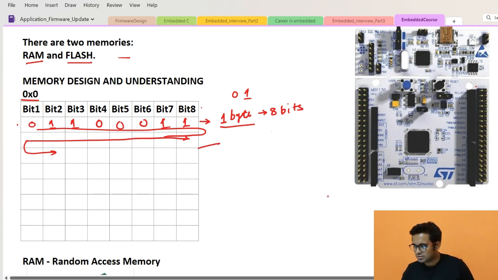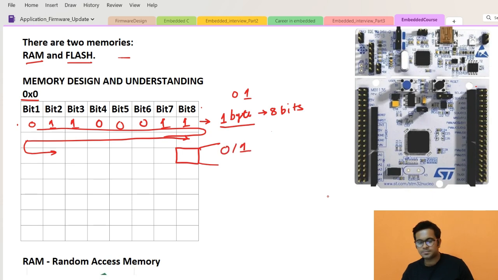Now let's focus on this one particular block, what it has. It should have some kind of method to store 0 or 1, correct? So how can it store? It can store 0 and 1 using a capacitor. If a capacitor is charged, then we call it 1, and if it is discharged, then we call it 0, correct?